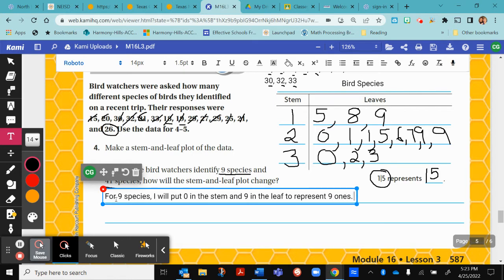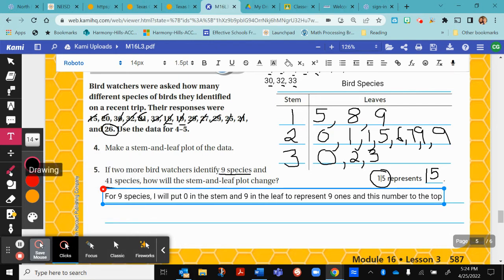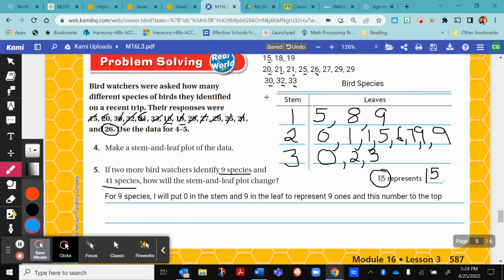Okay. And then we would add this number to the top because it's going to be right above the 0. So if I was going to write that in, I'm going to go ahead and change my color. Then it would be the 0 here, and then I would put the 9 because I'm a single digit and then I went to the double digits.